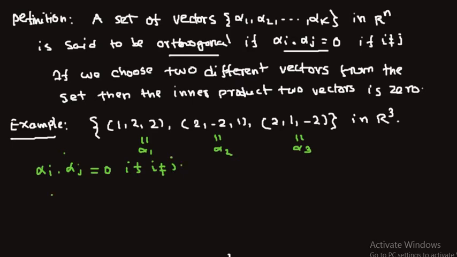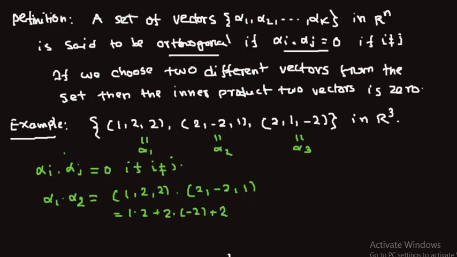So let me multiply alpha 1 with alpha 2. We get (1, 2, 2) dot (2, minus 2, 1). Because the standard inner product is component wise multiplication, it will be 1 into 2 plus 2 into minus 2 plus 2 into 1. So this gives us 4 plus minus 4, which is 0.